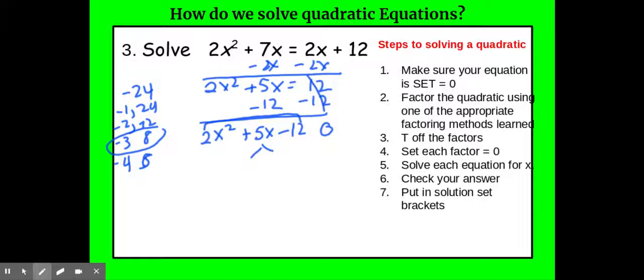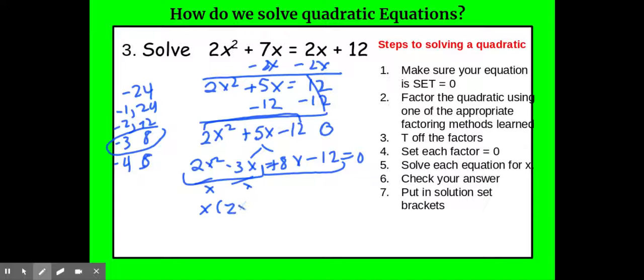So I split it up. I get 2x squared minus 3x plus 8x minus 12 equals 0. I'm going to group it, factor out my GCF. My GCF here is x. So I'm left with x times 2x minus 3. My GCF here is 4. So I'm going to factor out plus 4. I get 2x minus 3 equals 0.